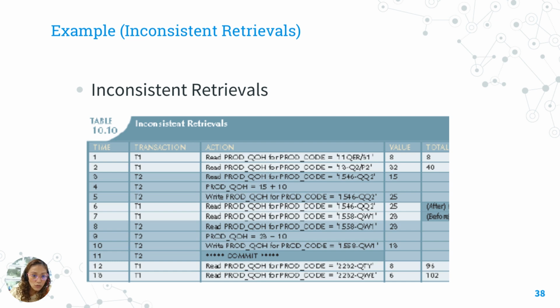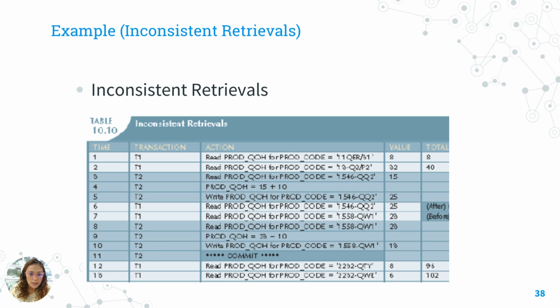So 15 initially, so it becomes 25. So we should have 40 plus 25, which should be 65. However, before the changes are committed, transaction 1 already reads it. What it read is the 25 update. Okay? It's the 25 update.